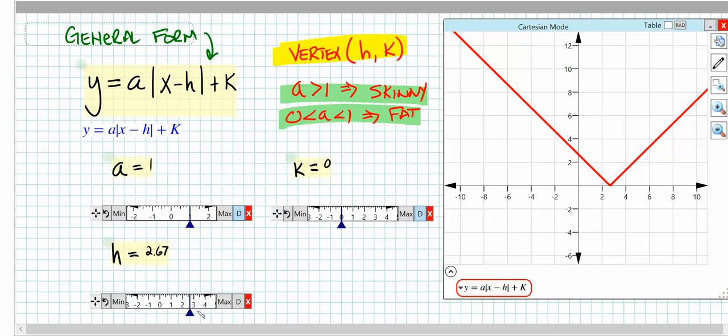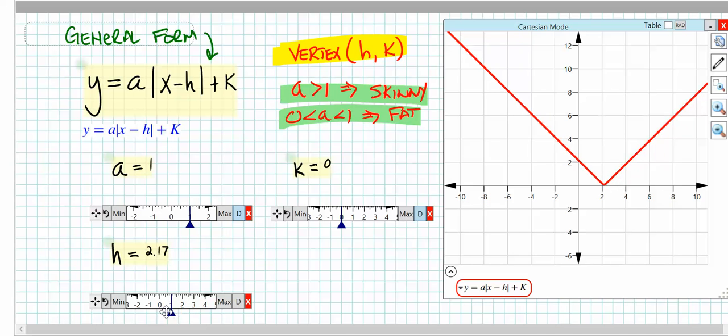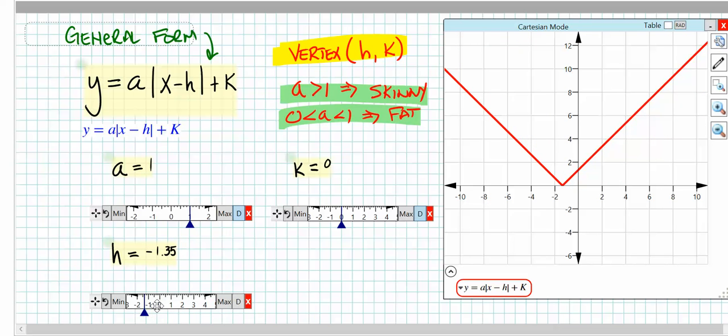Notice that the graph also moves to the right because the h value is 2.67, but it's really negative when I plug it into my function here, right? Did you see that? So if my h value is a negative, for example, notice that the negative of a negative would be a positive 1.135, and it would move to the left here for that, right? So kind of confusing because of the way it is written here, but this is the general form for it.